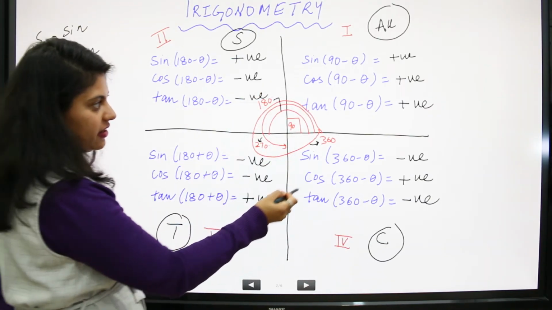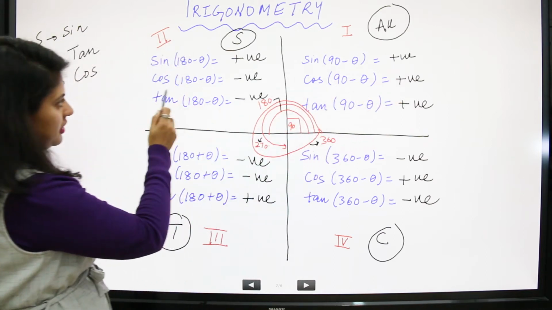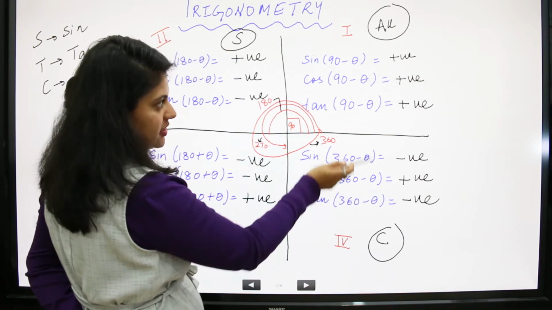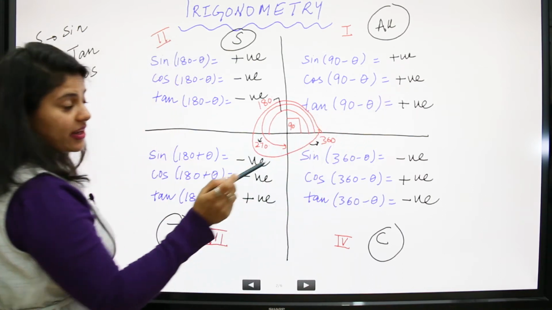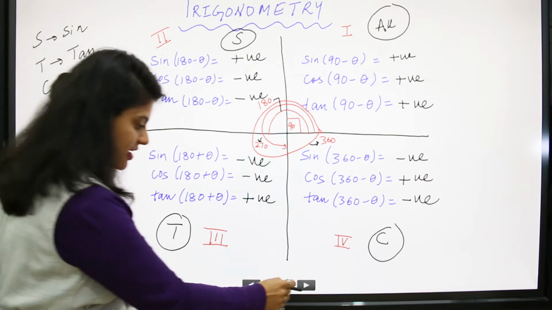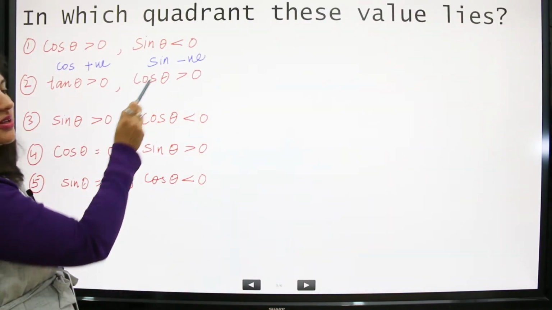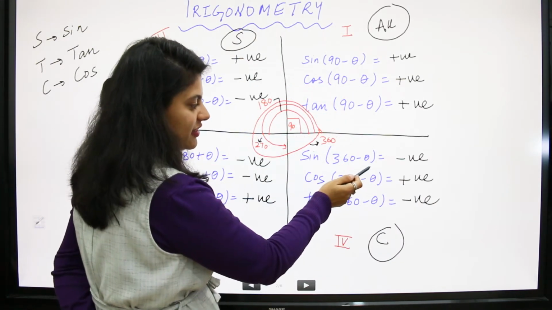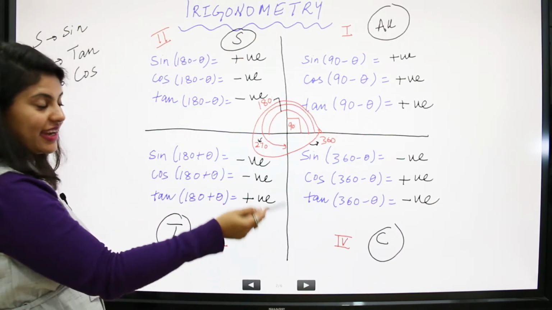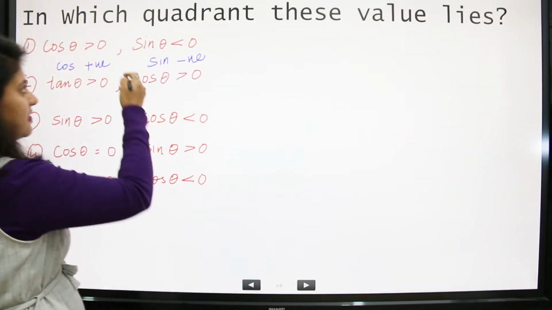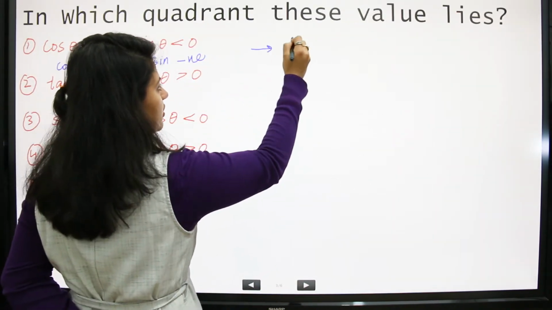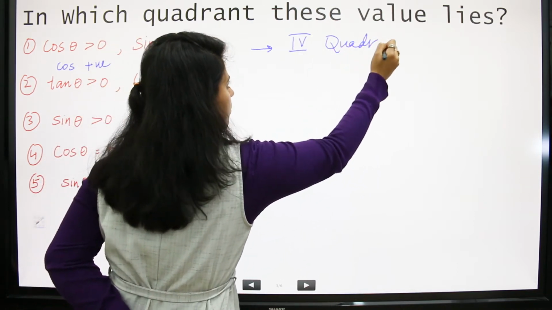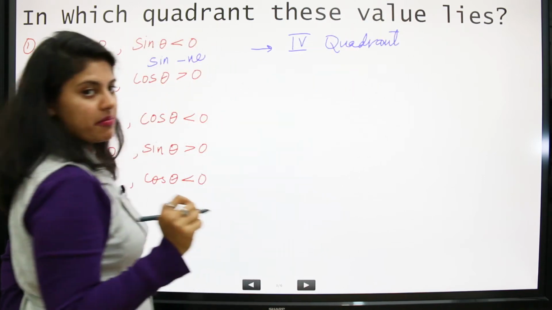So we can see cos is positive here, not here, not here, but in the first and the fourth quadrant cos is positive. Now they are saying sine theta is less than 0. Sine theta less than 0 means the value of the sine is negative. So here the sine is positive, but here the sine is negative. So we can easily say that this lies in the fourth quadrant. So we can write this as fourth quadrant. Easy to remember? Okay.